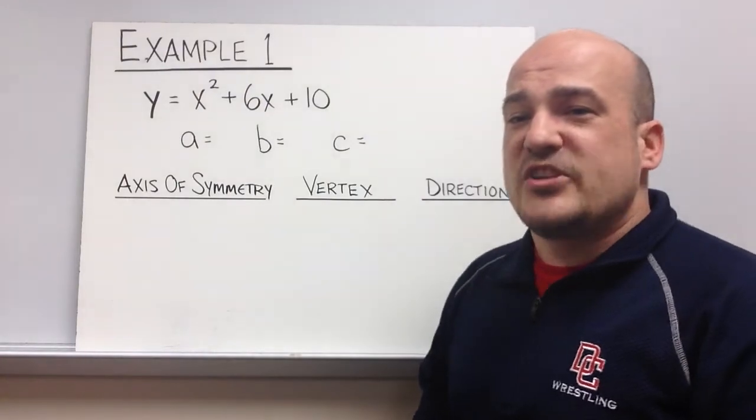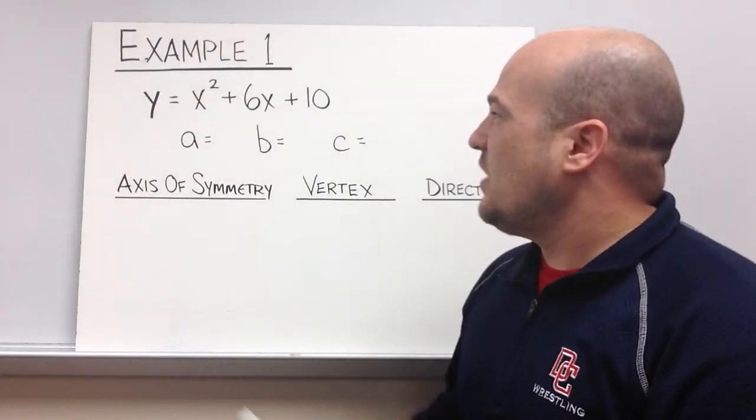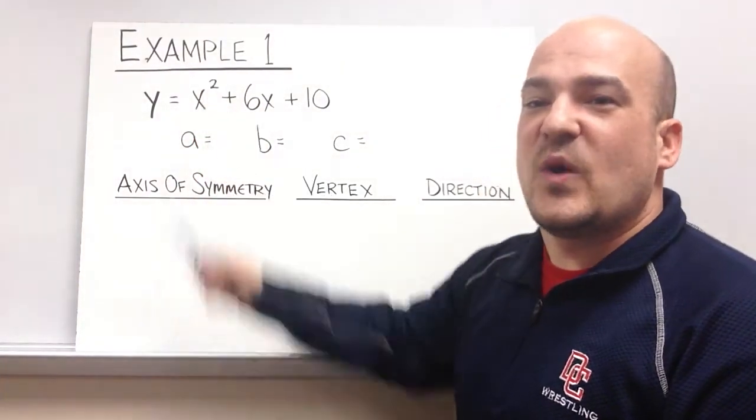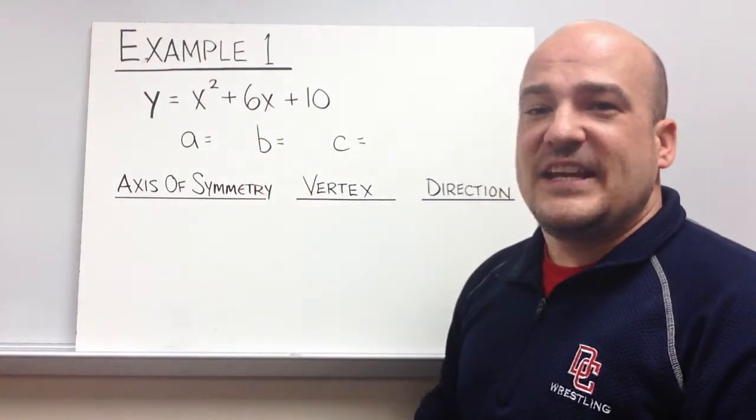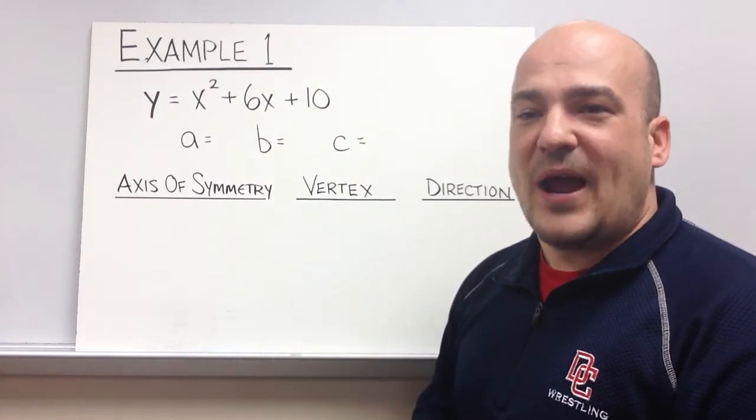Here's an example of a quadratic equation. I know it's a quadratic equation because my x variable is squared. It's raised to the second power. So I know that the graph of this is going to be some sort of a parabola.